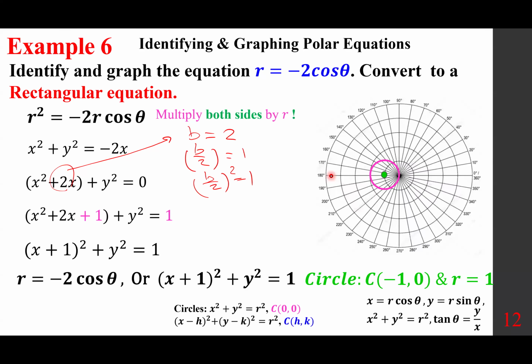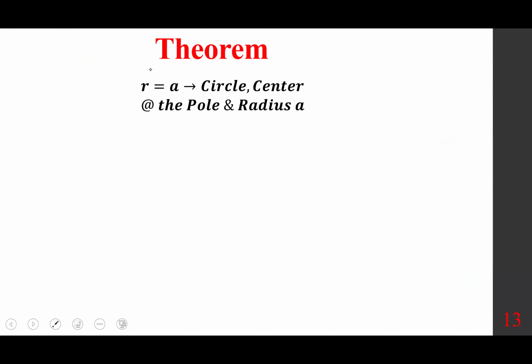So what did we learn? Theorem. r equals a constant gives us a circle with the center at the pole and radius a. The radius is a. That's important to understand. So that's one thing we learned.